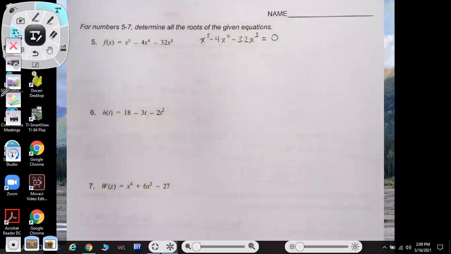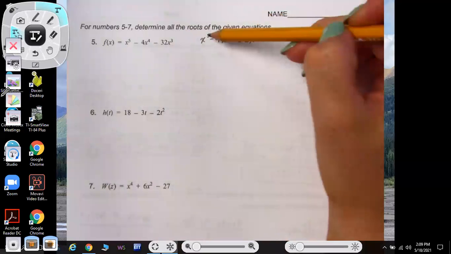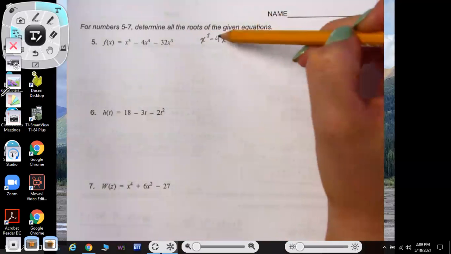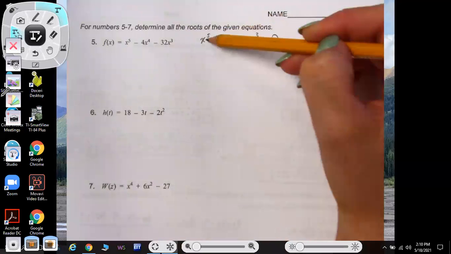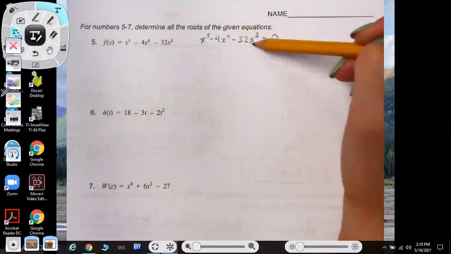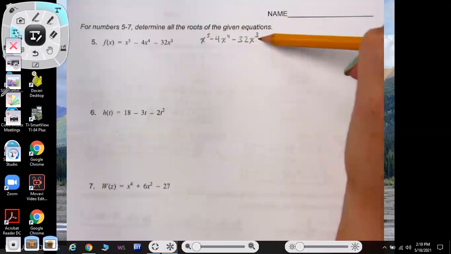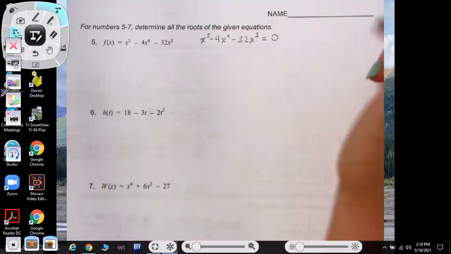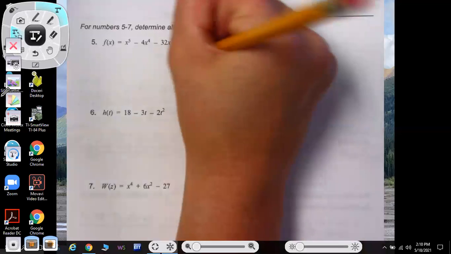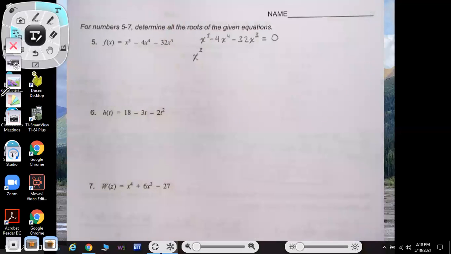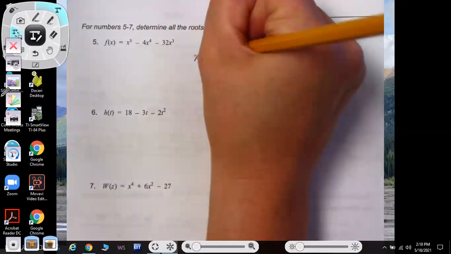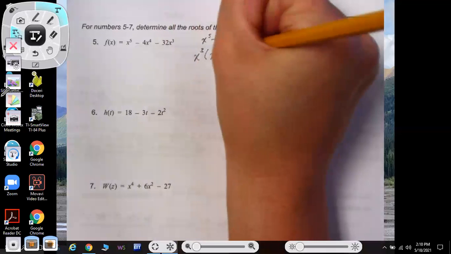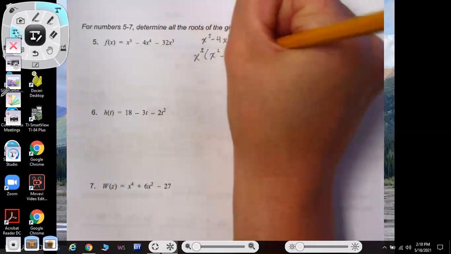Now we're going to try factoring. If we look at these terms and see if they have any factors in common, x to the 5th, x to the 4th, x cubed. So all three of these terms at least have x cubed. So we should be able to factor out an x cubed. When we factor out x cubed, what we're left with is x squared minus 4x minus 32.